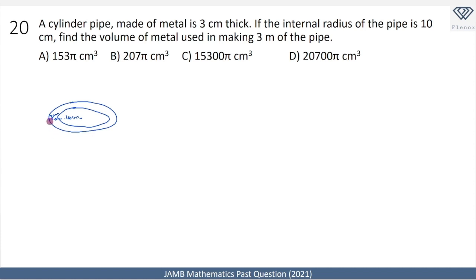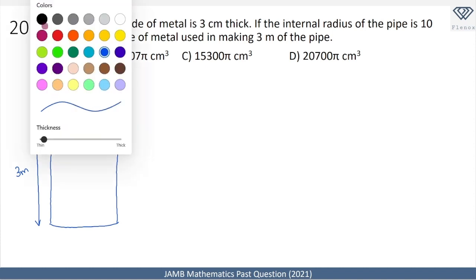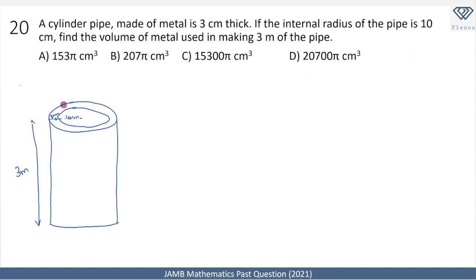So if you have 3 meters of the pipe, let's just draw the pipe. We have a 3 meter long pipe. We are told to find what volume of material has gone into making that section of the pipe, which is 3 meters. So the way to think about it is, now we need to find the volume of this part over here. I'm going to try to shade that so you can easily see what I'm talking about. So we're trying to find the volume of this section that I've shaded over here.